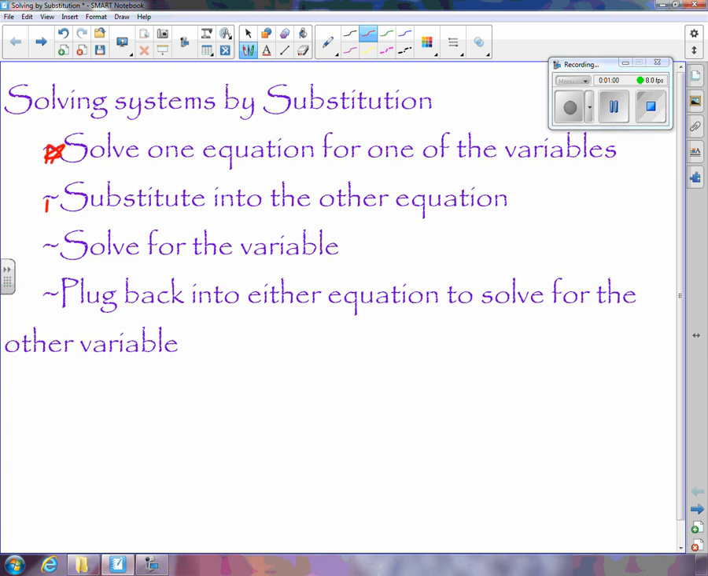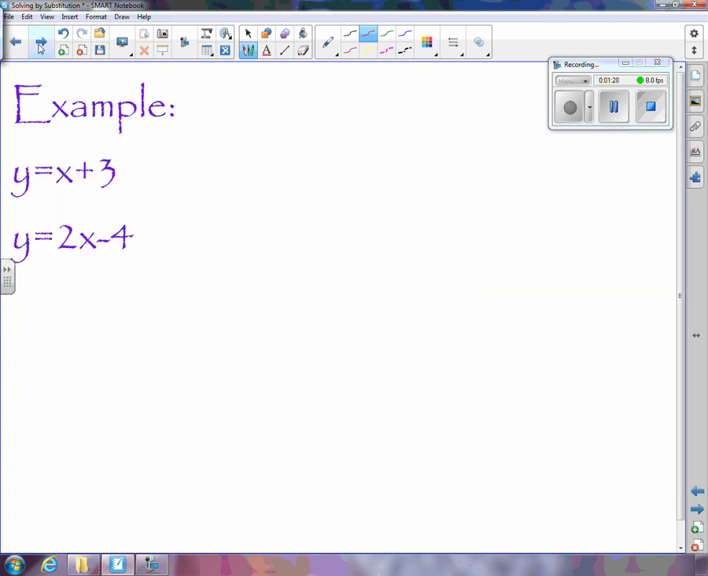Then the next step is to substitute into the other equation. Then you'll have an equation with just one variable. So you have to solve for that variable just using basic algebra 1. And finally, you have to plug the value that you found into one of the equations to solve for the remaining variable. So let's try an example so that you'll be able to see what we're talking about here.